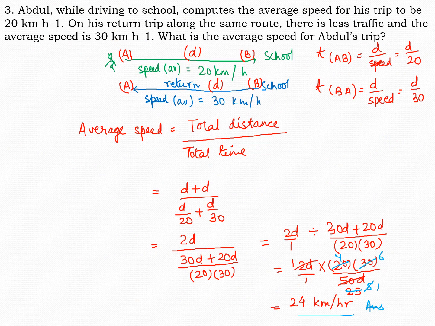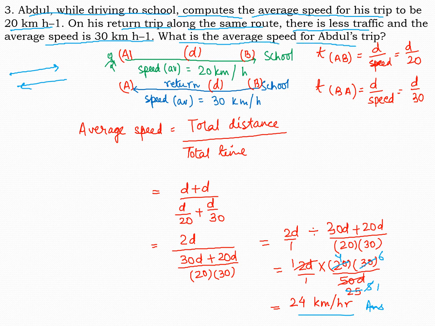Question number 3 says, Abdul, while driving to school, computes the average speed for his trip to be 20 km per hour. On his return, so he is going to school and he is coming back from school, on his return trip along the same route, there is less traffic and the average speed is 30 km per hour. What is the average speed for Abdul's trip? So here Abdul is going from, let us say, his house to school.